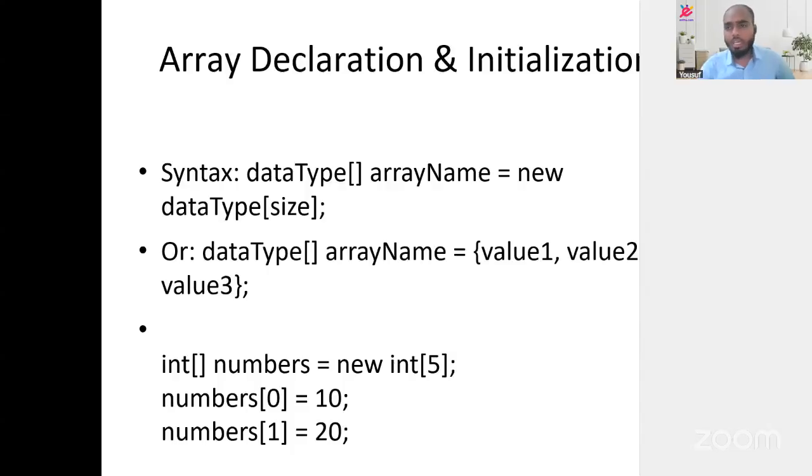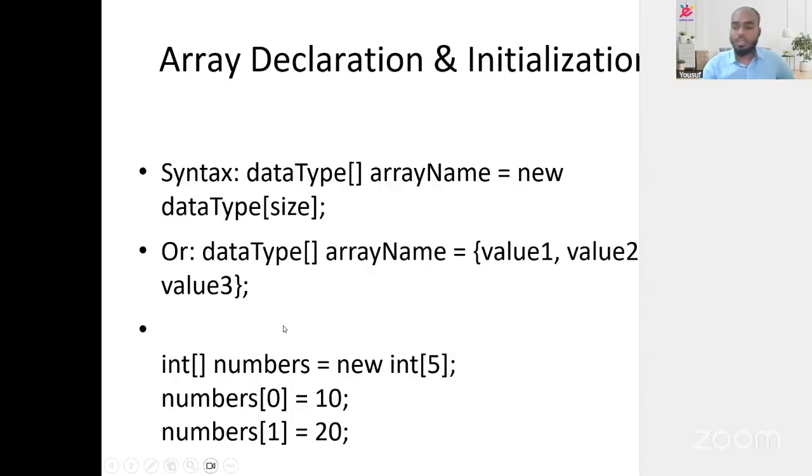Okay. Maybe I can do it another way, the second way. It's the same thing: data type, open and close bracket, then the variable name, and I can pass the values directly. Maybe I can say float marks equals 50, 60, 70, 80, 90, and then close it. Whenever I pass values like this, I need not worry about the size, because the number of elements that I'm passing will become the size of my array.